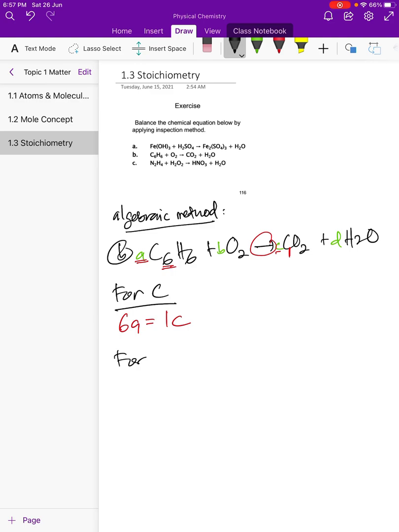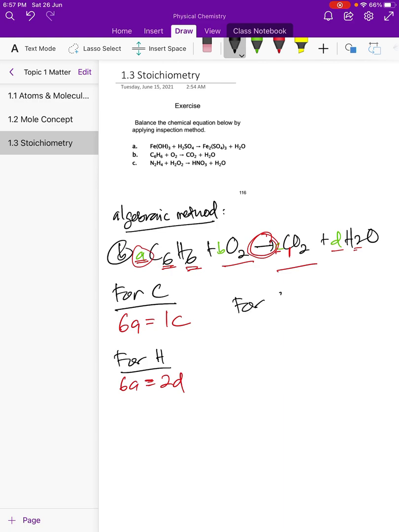We continue with hydrogen. How about hydrogen? We have 6 hydrogen multiplied with A. So 6A again equals to, there is no hydrogen over here, there is 2 hydrogen over there. So again, this arrow sign will become equal. And 2 multiplied with D, we get 2D. Okay, that is for hydrogen.